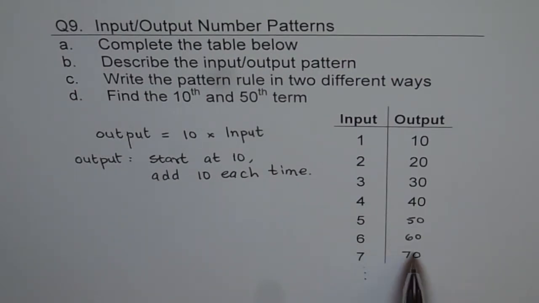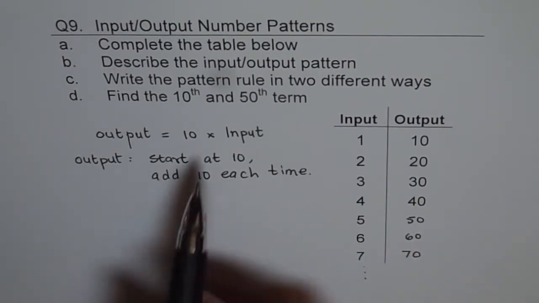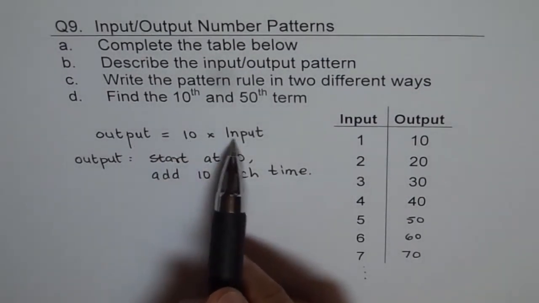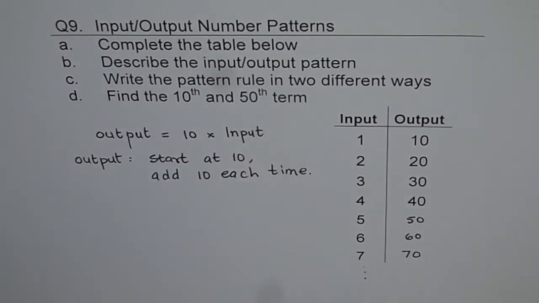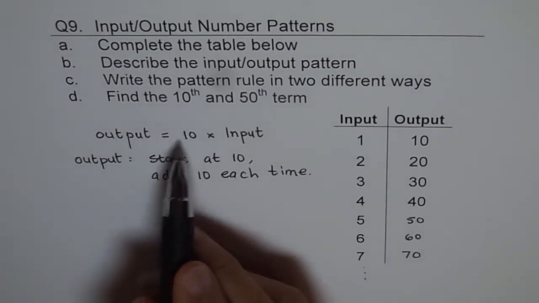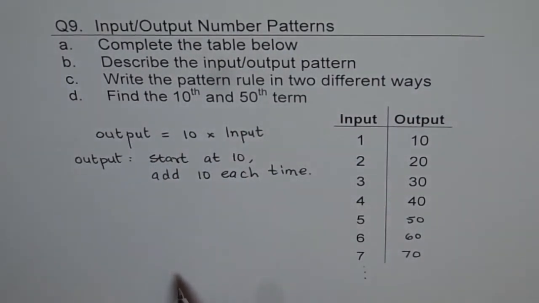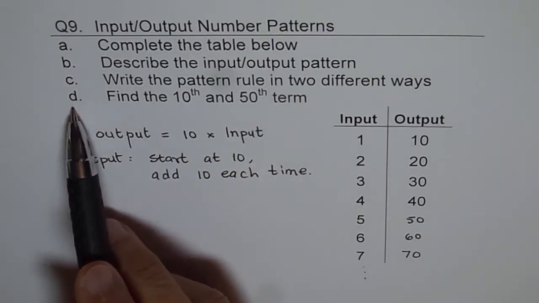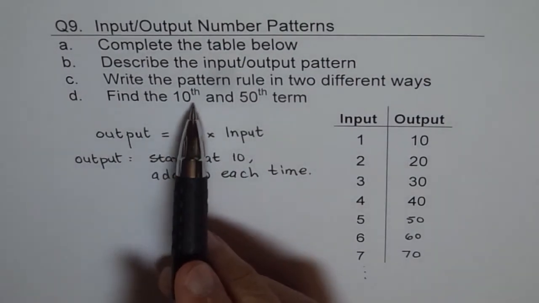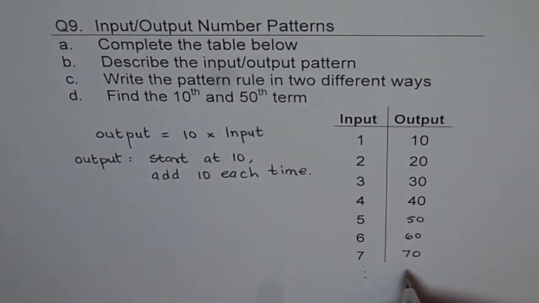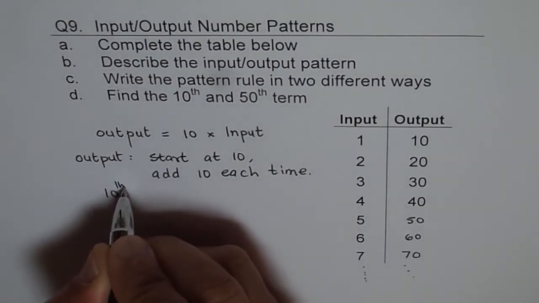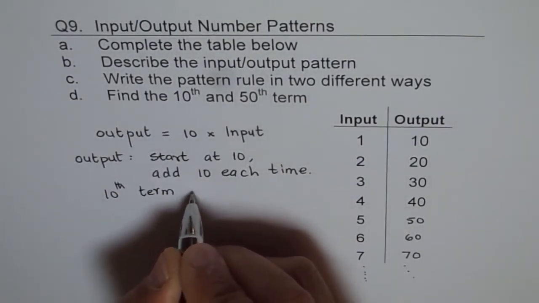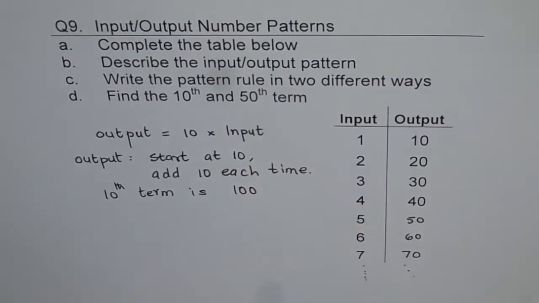Now, we can also relate output with input, using this relation: output is 10 times input. That is also a pattern rule, do you see? Output is 10 times input is a pattern rule. And it helps. You know how it helps? To answer question D, find the 10th term. One way to find the 10th term is you can go like this: 70, then 8 is 80, 9 is 90, and 10 is 100. So you'll say the 10th term is 100. That is one way of doing it.